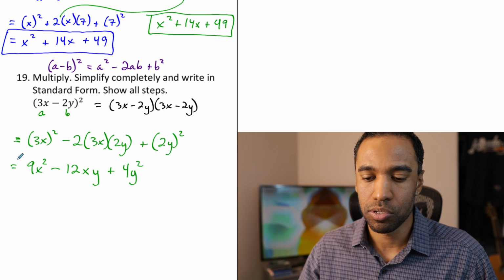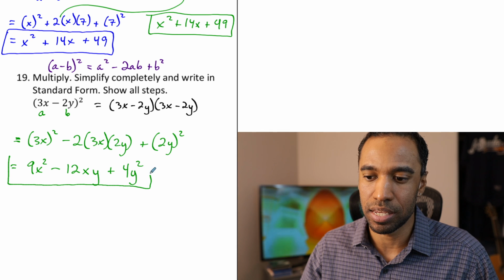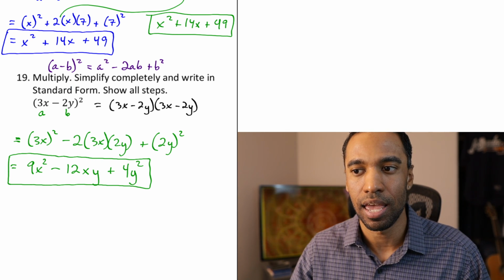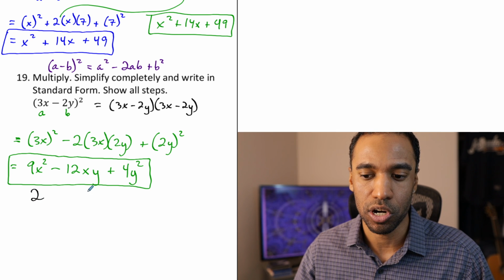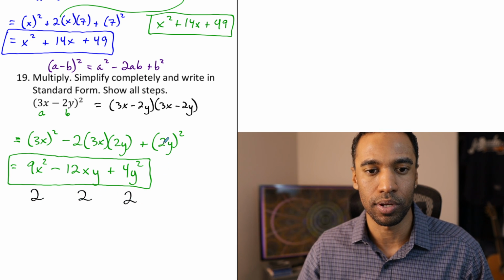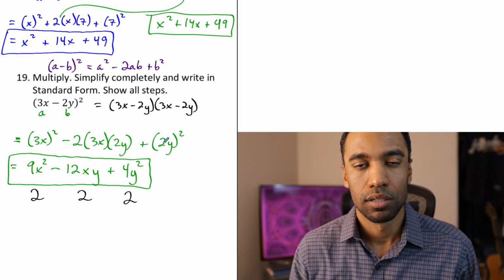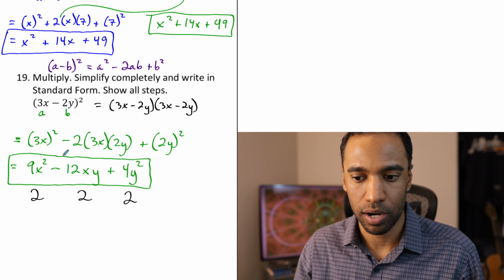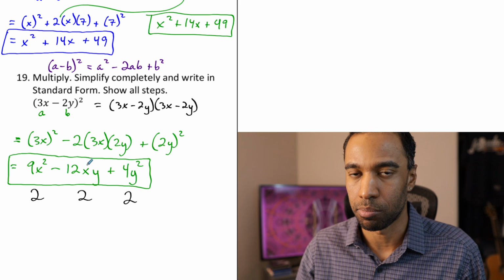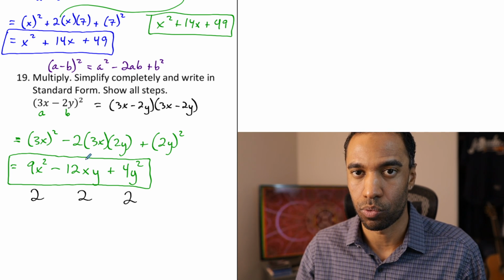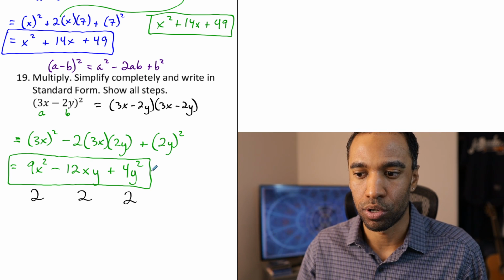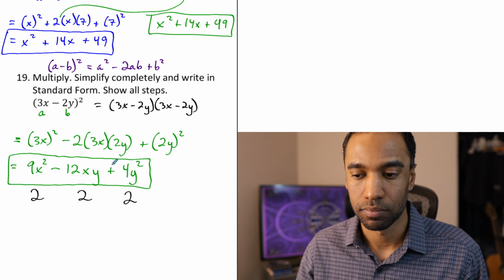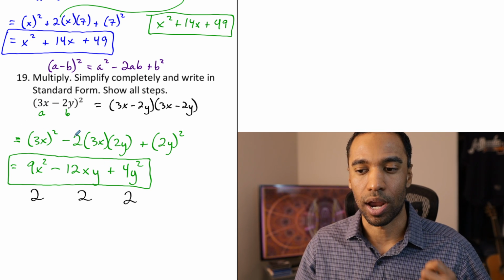4y squared. Folks, this is one of the instances where standard form is going to be so much more preferred if you write it in this order. Note, all of these are degree 2. Degree 2, degree 2, degree 2. It's a tie. But this is the order that you should write it: the x squared term first, the y squared term last, and the xy term in between. When we do factoring and go backwards from this, you're going to want this form. I promise you're going to want this form. So try and write it in that order.